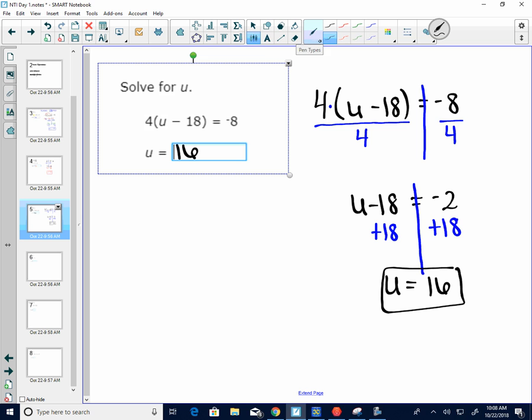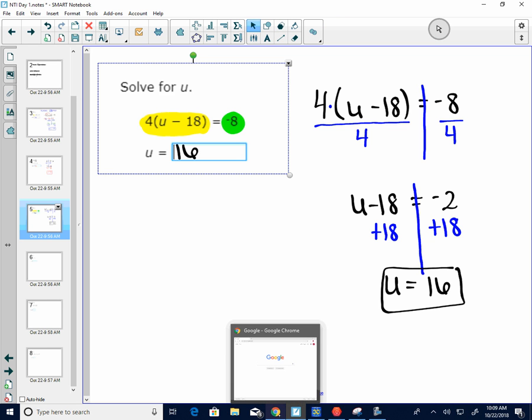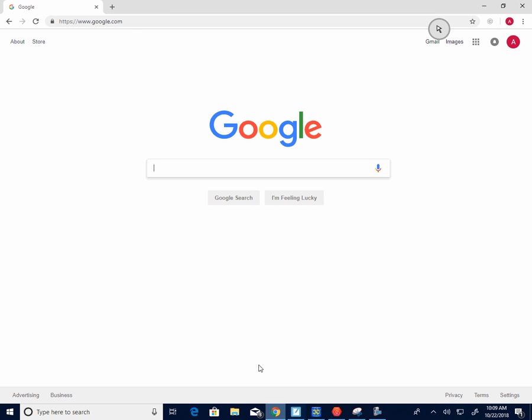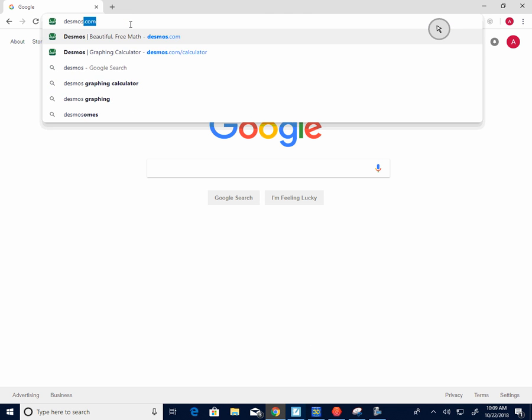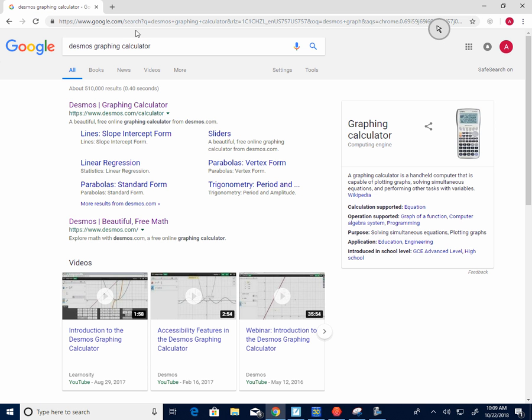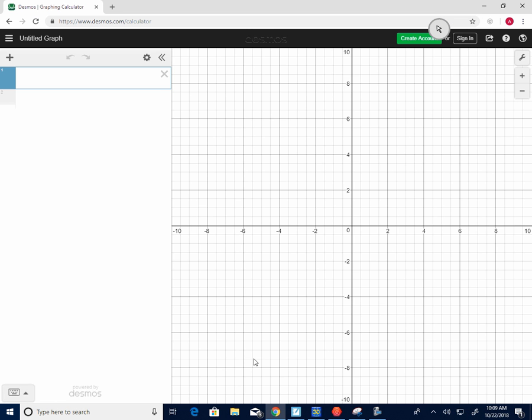If we struggle with this, we can use a graphing calculator to help us come up with the answer. We simply treat the left-hand side of the equation as a line, and we treat the right-hand side as a different line. Since you're working from home, if you do not have one of the TI-84s, you can go to your computer. You can Google Desmos graphing calculator, and it should be the first option, and this is what it's going to look like. So if we look at our problem, we have 4u minus 18.